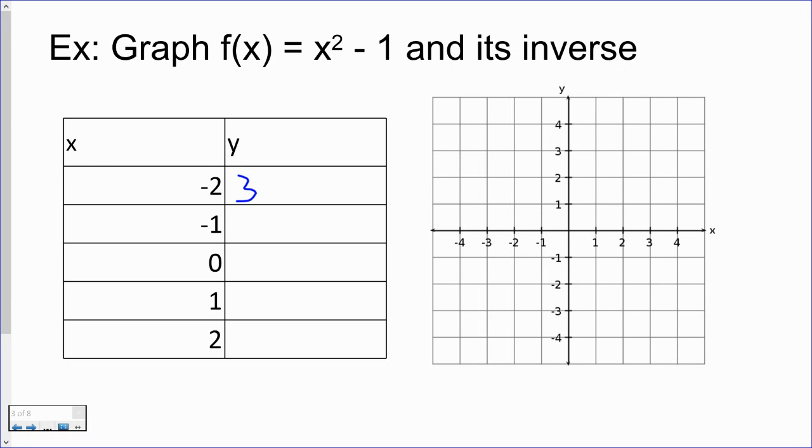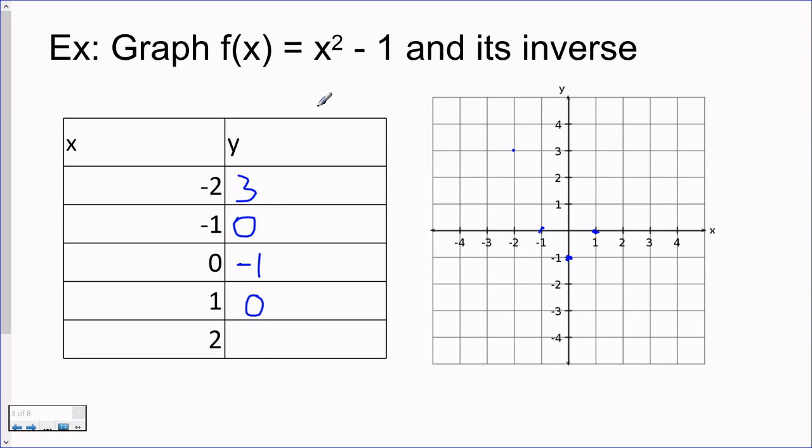So I plot that point (-2, 3). Then if I plug in -1, -1 squared is 1, 1 minus 1 is 0. So that's going to be right there, (-1, 0). If I plug in 0, 0 squared is 0, 0 minus 1 is -1. So it gives me (0, -1). And then plug in 1: 1 squared is 1, 1 minus 1 is 0, so I'll plot that point (1, 0).